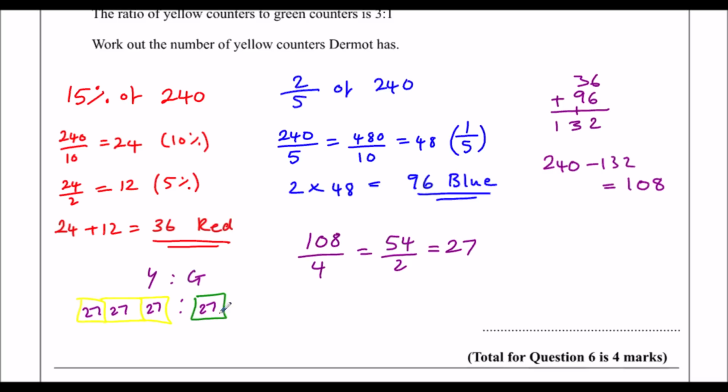There are 27 green, 3 times 27 yellow. 3 20s are 60, 3 7s are 21. That's 81. So there are 81 yellow counters.